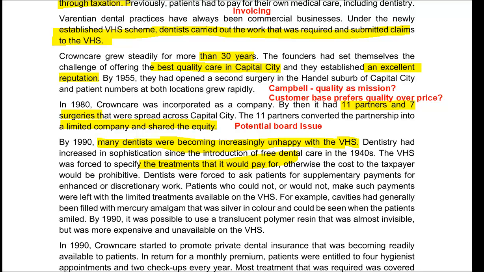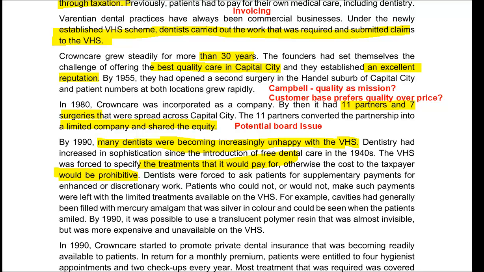So at this point, it says that the cost to the taxpayer would be prohibitive if it paid for all treatments. And this is kind of the problem. When you have a private company taking on customers that utilize the health service, they're going to be using outdated techniques, or at least the cheaper techniques that don't really give the patient the best quality. So it's at odds with our proposed mission.